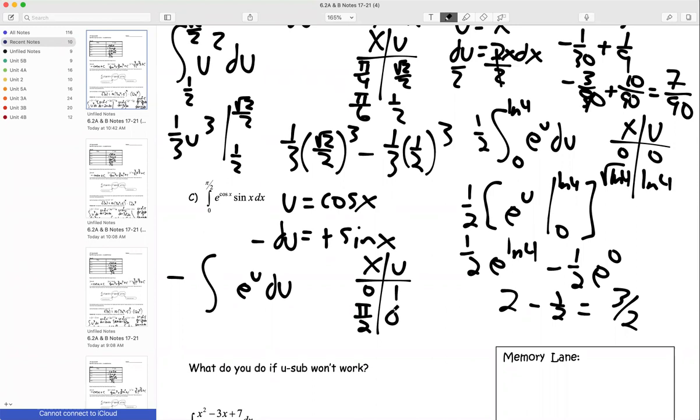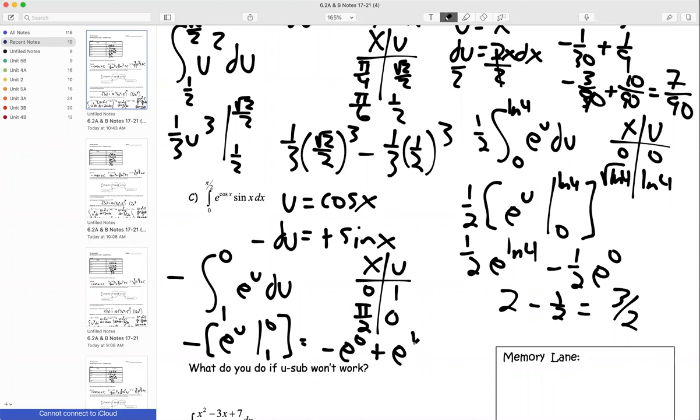Okay, so now I've got the negative antiderivative from 1 to 0 of e to the u du. And again, I could switch the bounds. If I did that, I would change the signs, but you do not have to. It will work out. So that's going to give me negative e to the u evaluated from 1 to 0, which is negative e to the 0 plus e to the 1.